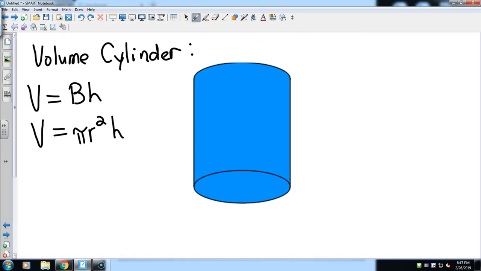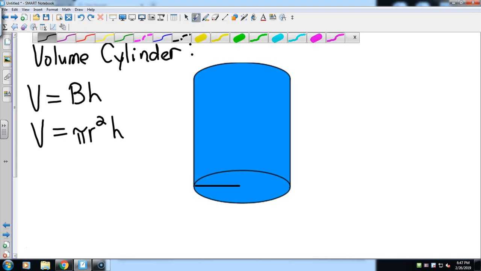And so let's say that I have a radius, just basic, of, let's call that 7 inches. And then I have a height of, let's go with 12 inches. That's the center.